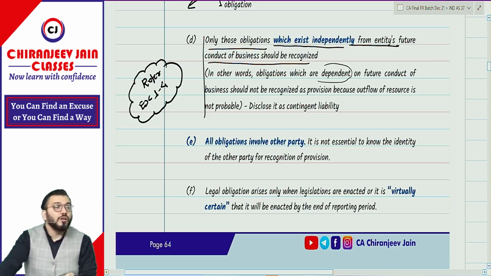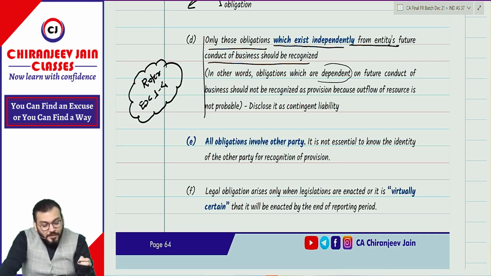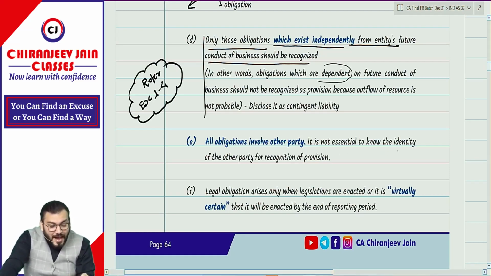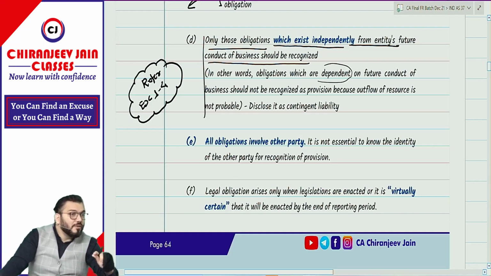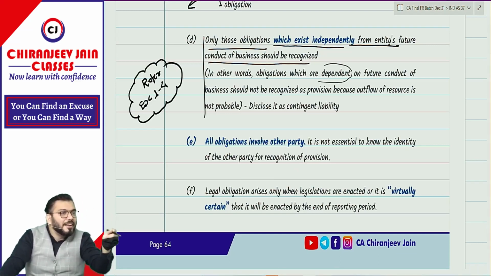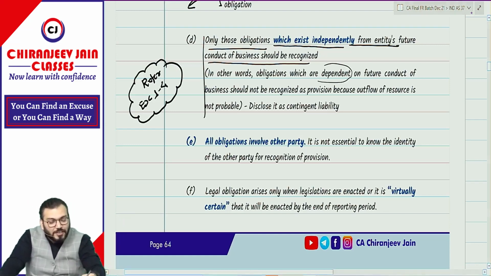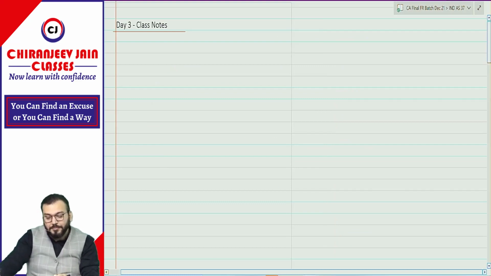Point number E: all obligations involve another party. Of course, in a transaction there will be two parties, so all obligations involve another party. But what Ind AS 37 says is that it is not essential to know the identity of the other party for recognition of a provision. Name, address, identification is not required. Even though you don't know the identity of that person, you are supposed to recognize the provision. Let us take one example.